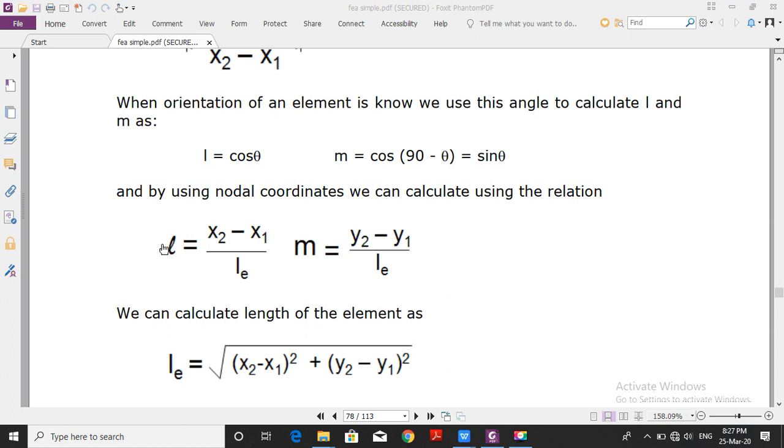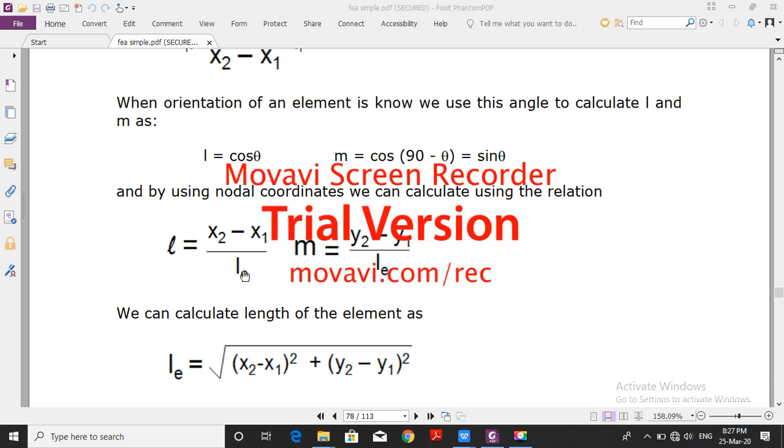We can see over here l is equal to x2 minus x1 divided by the length of the element, which is equal to cos theta, and m is equal to sin theta, that is, y2 minus y1 upon the length of the rod.